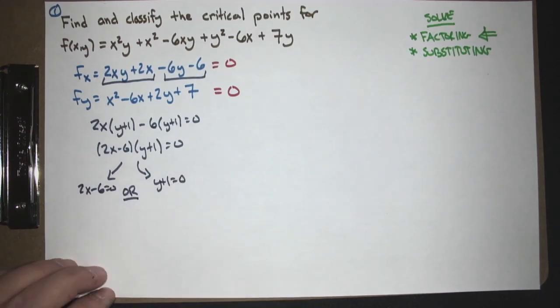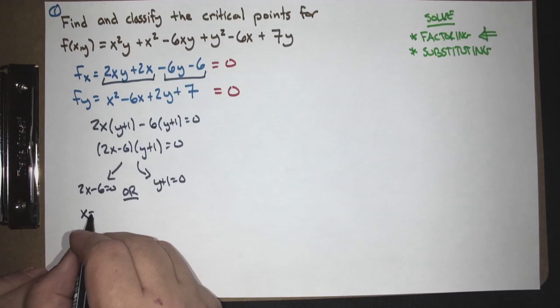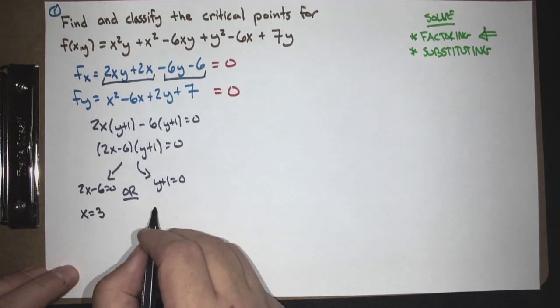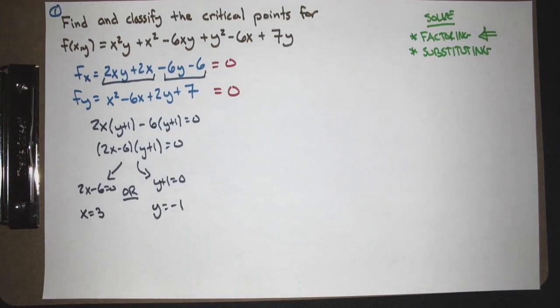It's not that both are 0, but one of them has to be 0. 2x minus 6 equals 0. What's another name for that? X equals 3. Y plus 1 equals 0. What's another name for that? Y equals negative 1. Okay, so we have two options to explore. Doesn't matter. Let's start with the x equals 3.